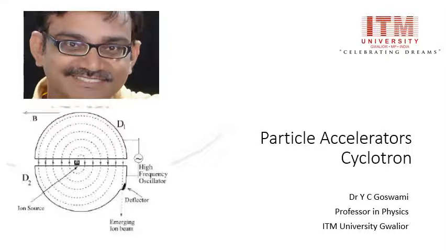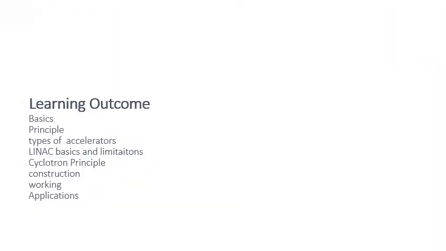Now, this is another one. As it is clear from the name, it is used to increase the velocity of particle. It's called accelerators. In this lecture, we will study basics of accelerators, the principle behind the accelerators, then types of accelerator, linear, cyclotron, then linear basics and applications, then cyclotron, its basic principle, construction and working, and finally the applications.